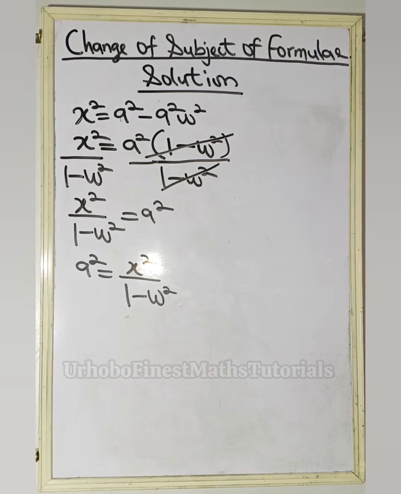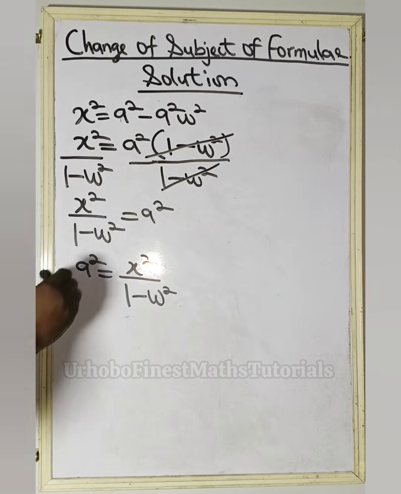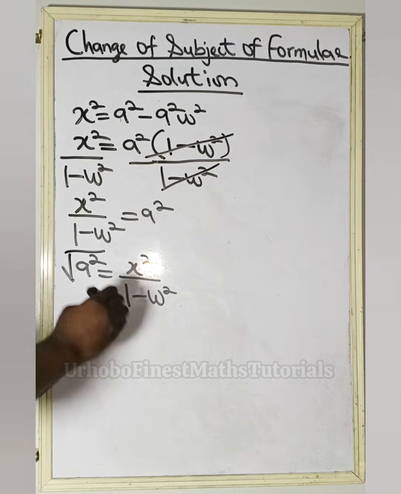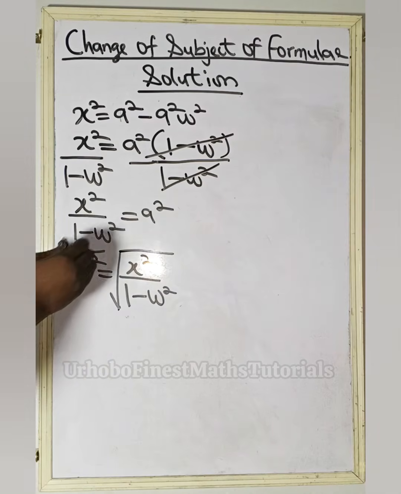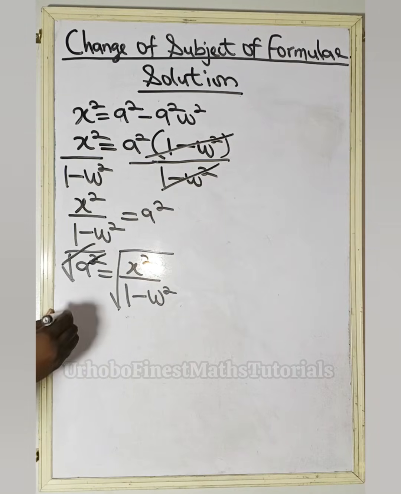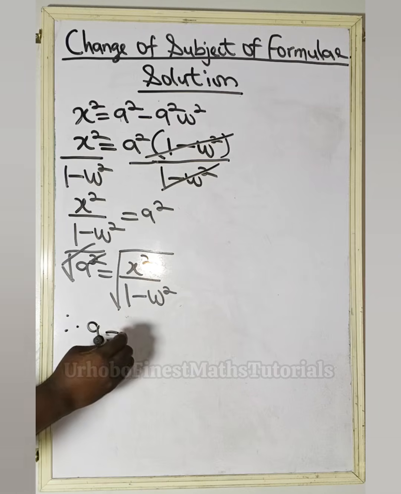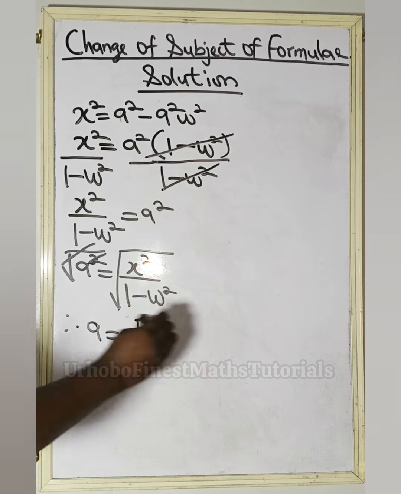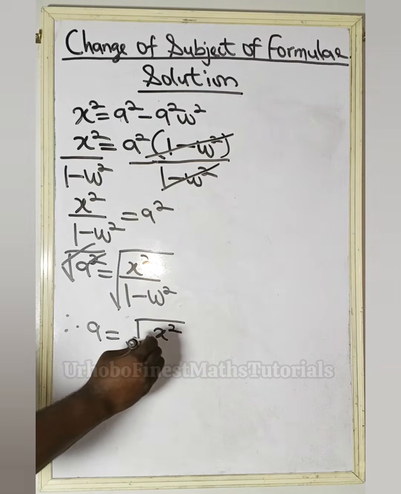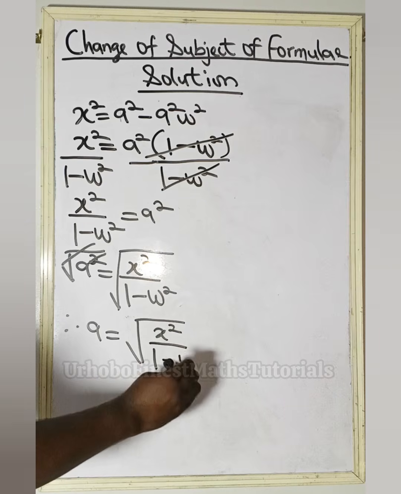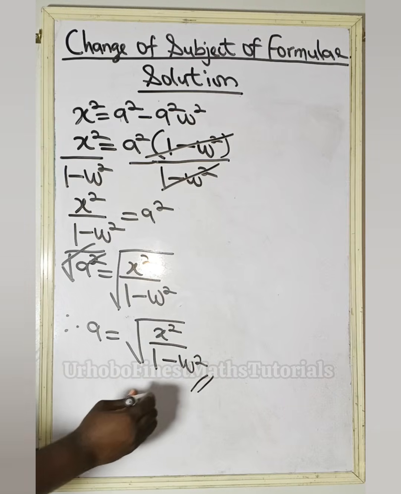So at this point, we can what? Take the square root of both sides. Take the square root of here, like this. So this and the square will cancel out. So therefore, a equals what? The square root of x squared over 1 minus w squared. And this is the answer for question A.